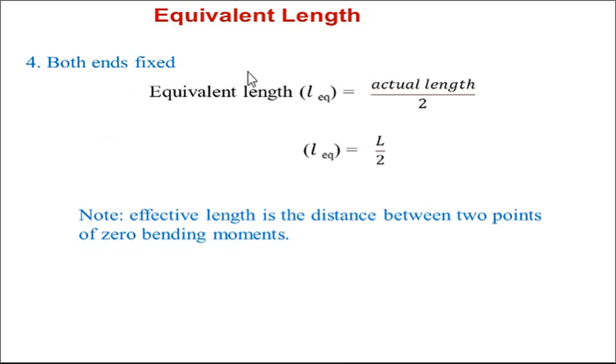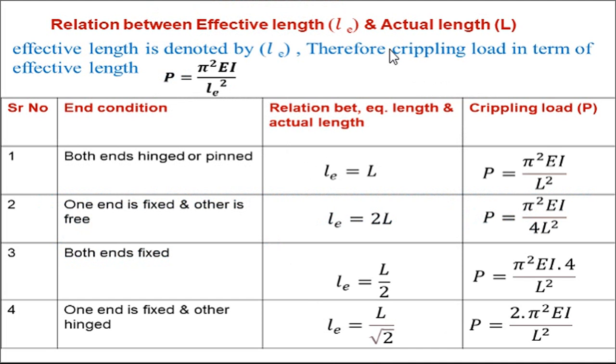For different conditions, here the relationship between the effective length and actual length is given. Effective length is symbolically represented by LE. Therefore, crippling load, this derivation we have seen in the last lecture, crippling load in terms of effective length. So the crippling load P is equal to pi square EI divided by LE square. Okay, this derivation we have derived for when both the ends are hinged or pinned.